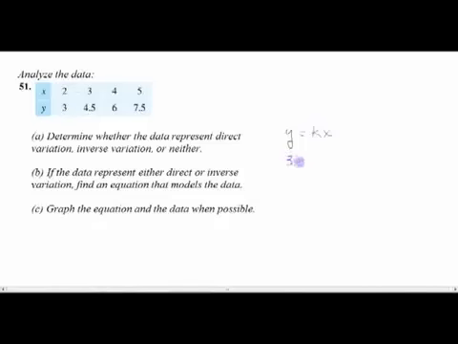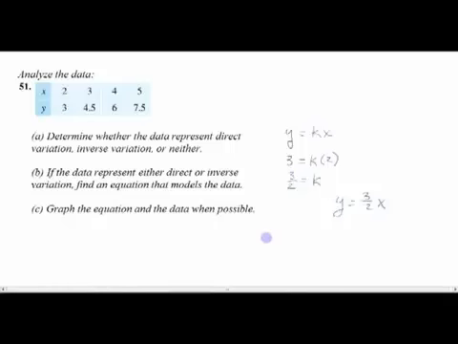So y is 3, x is 2. We divide both sides by 2, we get k equals 3/2. So we think that our model is y equals 3/2 x. What we have to do is make sure that we test this model with each of the data points in the table.